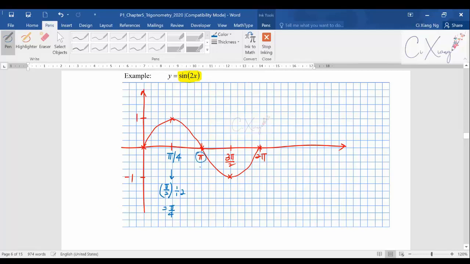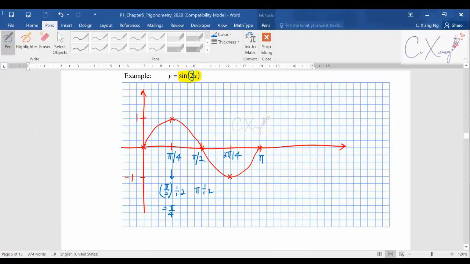Same thing happens for this one. The original value is pi, so you take pi divided by 2, and this label now becomes pi over 2. Same thing for 3 pi over 2: divided by 2, you have 3 pi over 4. And then 2 pi divided by 2, you have pi. So here we completed our 1 cycle from 0 until pi. Of course, if you want to extend it until 2 pi, then you just draw more. But when you label it, you take the original value of x divided by 2.